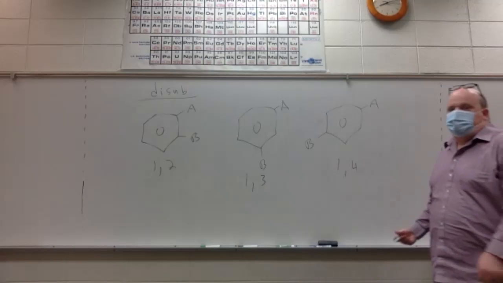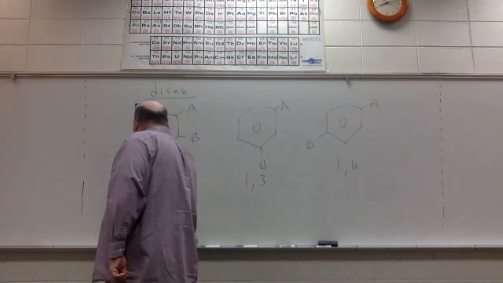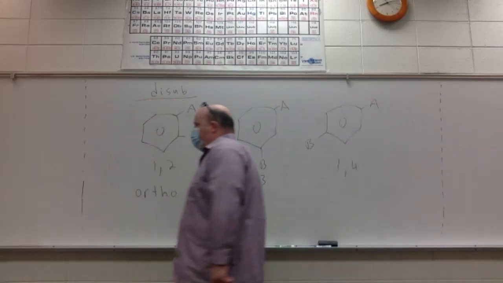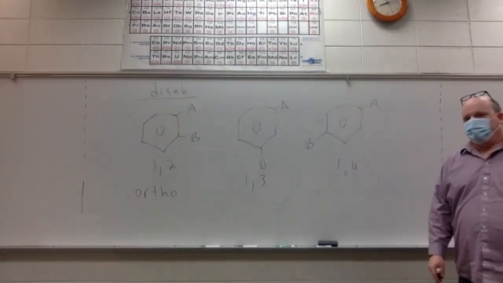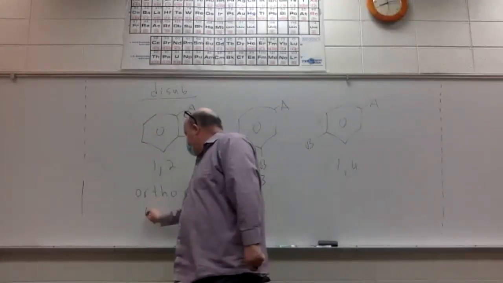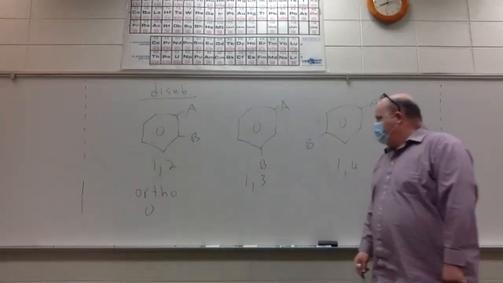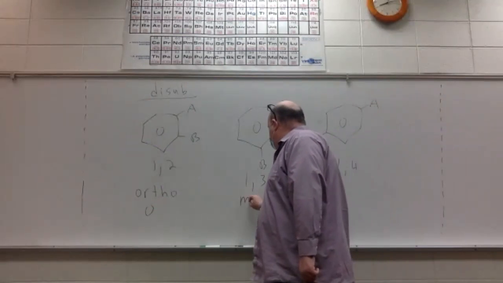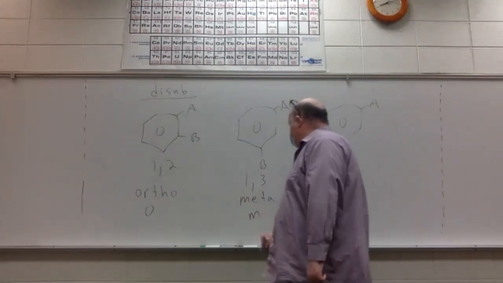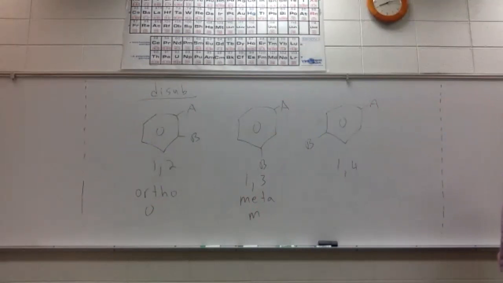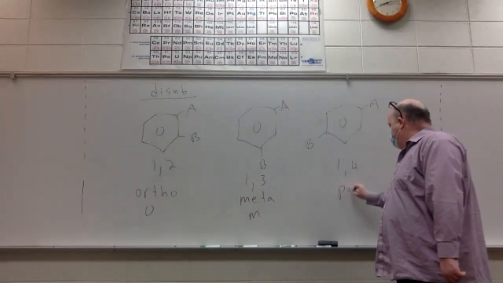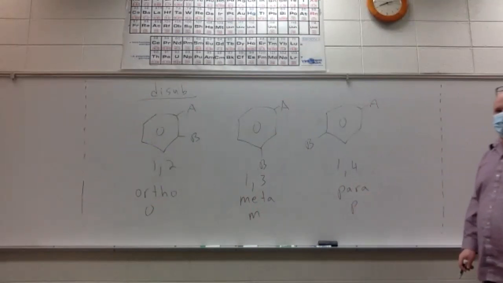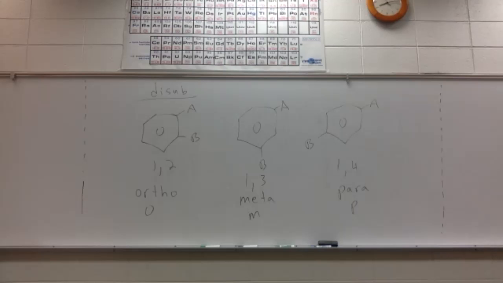However, we have other names that we use far more frequently. The 1-2 designation is often called the ortho positioning. That's abbreviated by a lowercase o. The 1-3 is called meta, little m. 1-4 is called para, lowercase p. So whenever you have a di-substituted benzene, you've got to indicate whether the two substituents are ortho, meta, or para to each other.